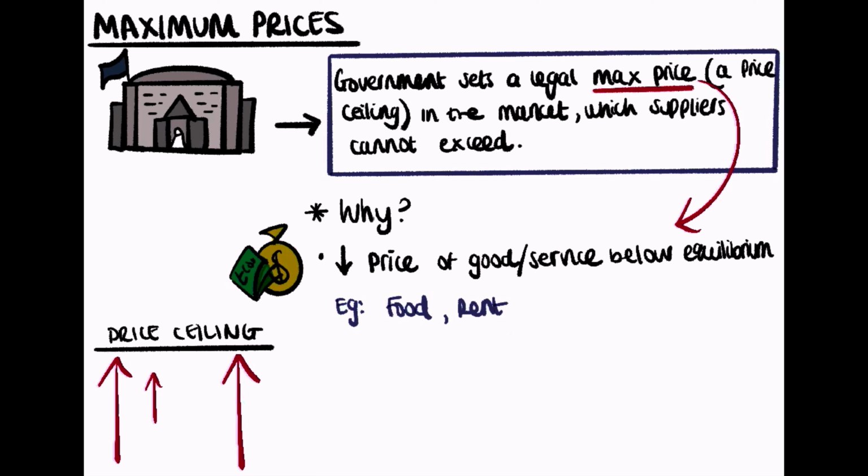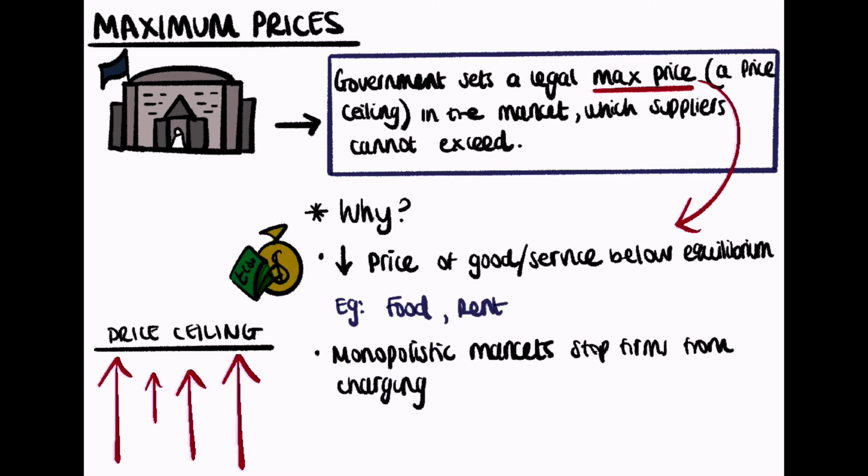In this case, the maximum price helps to solve market failure, which would be inequality. Another key area would be in monopolistic markets, where demand is inelastic. To deter firms from charging higher prices, there may be a maximum price introduced.